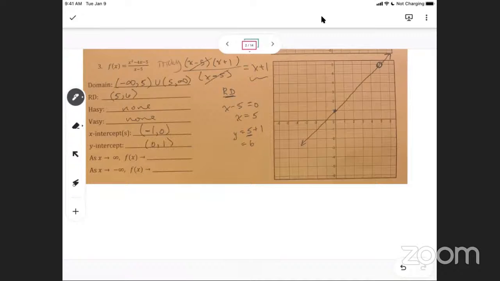As x goes to infinity, f of x goes to infinity. It goes up from left to right. And as x goes to -infinity, y goes to -infinity as well, because it goes down to the left. And that's it. Questions about any of that, or you understand it all? I think I got it.